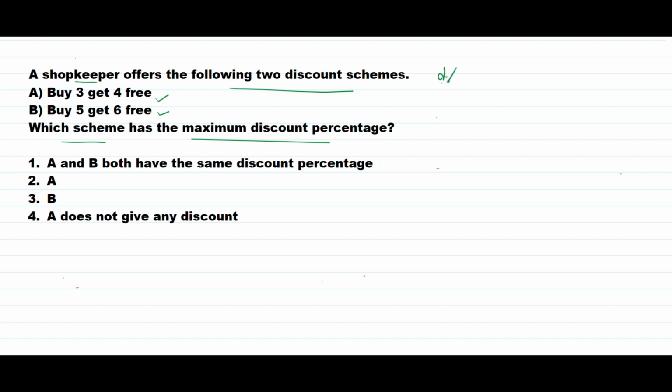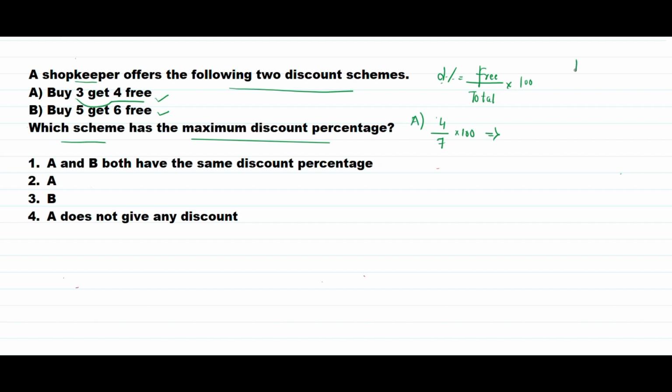So discount percentage is nothing but the number of free articles given, divided by the total number of articles given, into 100. That's it. Let's see the first scheme, A scheme. How many articles have they given free? 4. 4 by the total number of articles, 3 plus 4, 7. 4 by 7 into 100. That's all.